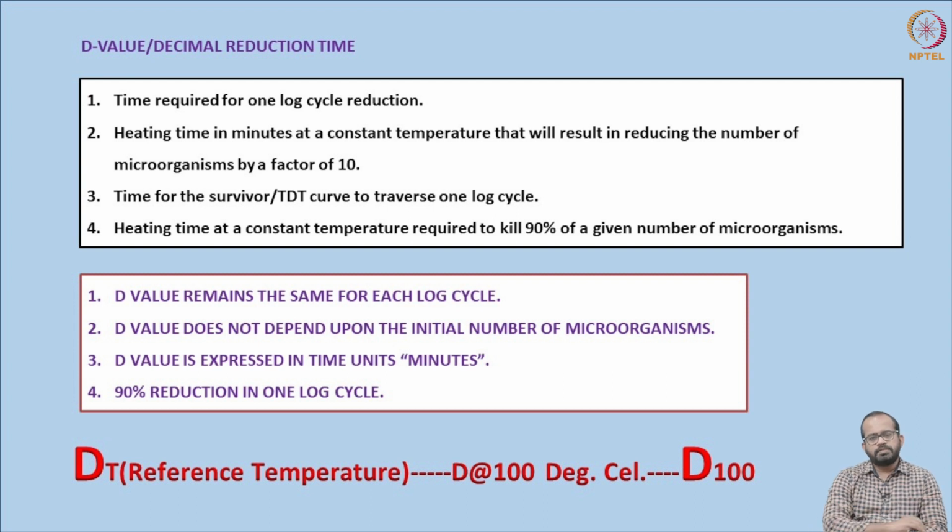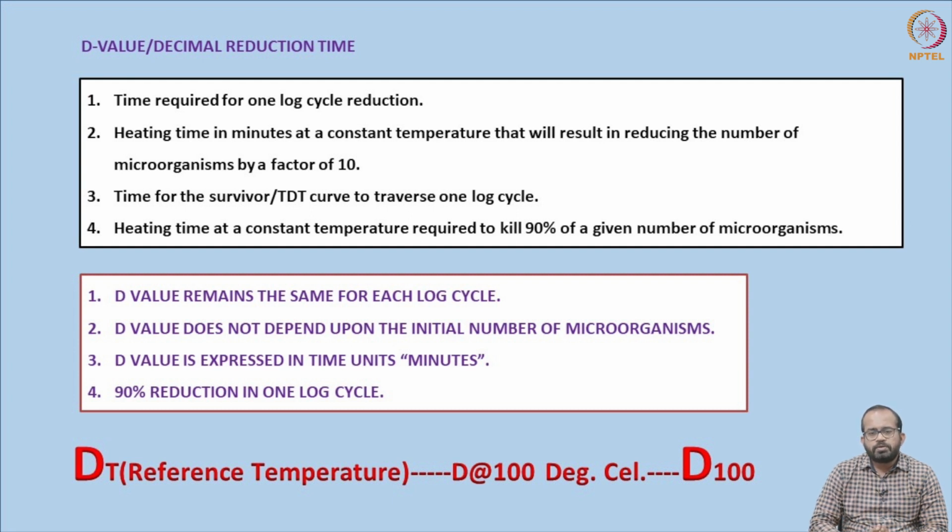The definitions may be different, but they all indicate a particular property. From all the definitions we can say that the temperature is constant, and all the definitions speak about change in time. The D value has certain properties that will help you understand it much better. The first property of D value is that the D value remains the same for each log cycle. So however many log cycle reductions you are calculating, the D value is going to be the same.